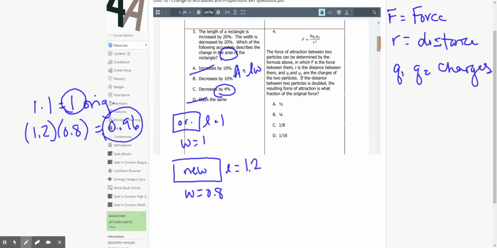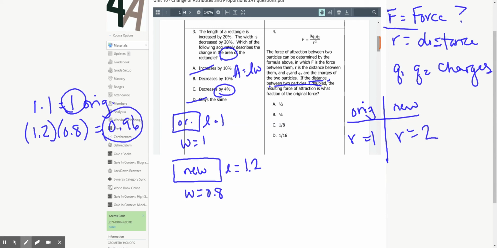If the distance between the two particles is doubled, so if I have original and new, the original is going to be 1, and if the distance between two particles is doubled, then the new one is going to be 2, because distance is r. What is the resulting force of attraction? So F is my question mark. That's what I'm looking for.